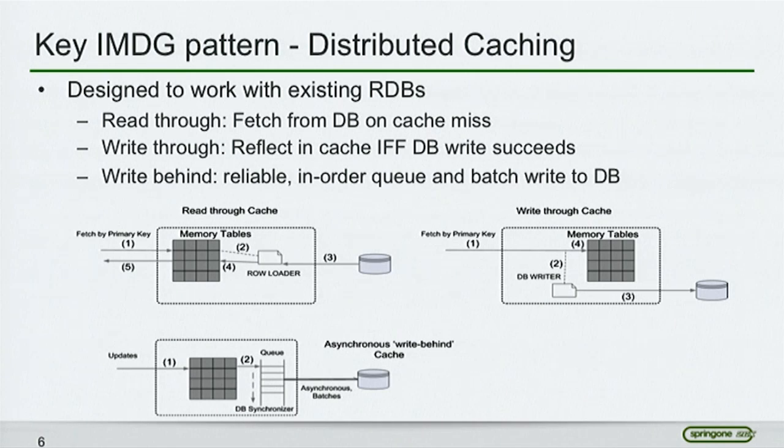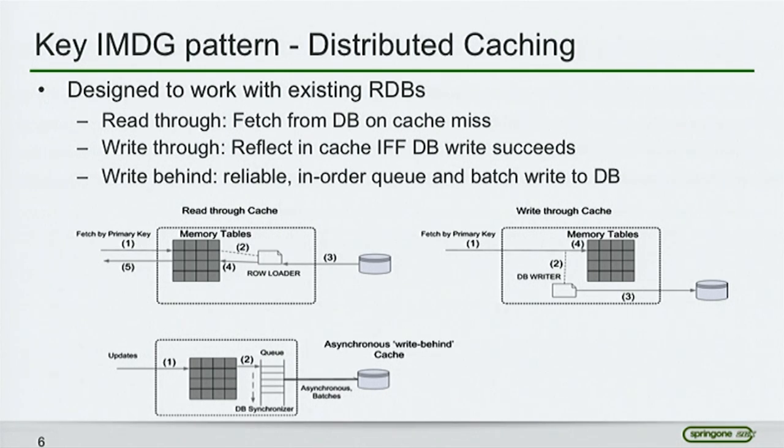Release the request. Write-through is, hey, if I'm making changes, I want to transactionally make sure that those changes are reflected in the database before I essentially commit them inside the grid itself. And write-behind is all about saying I can get reliable enqueuing of all the changes that are happening, and I can take these batches and essentially persist them inside the database, right?